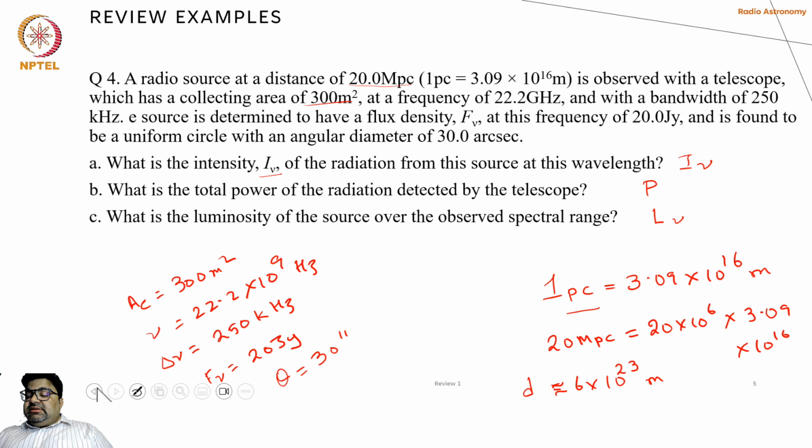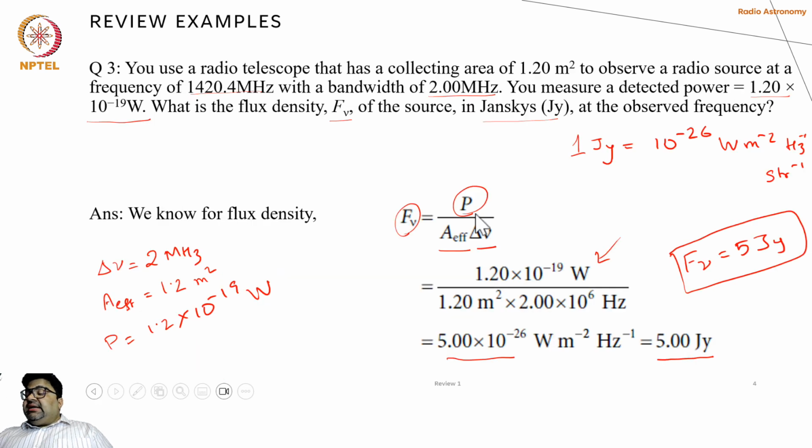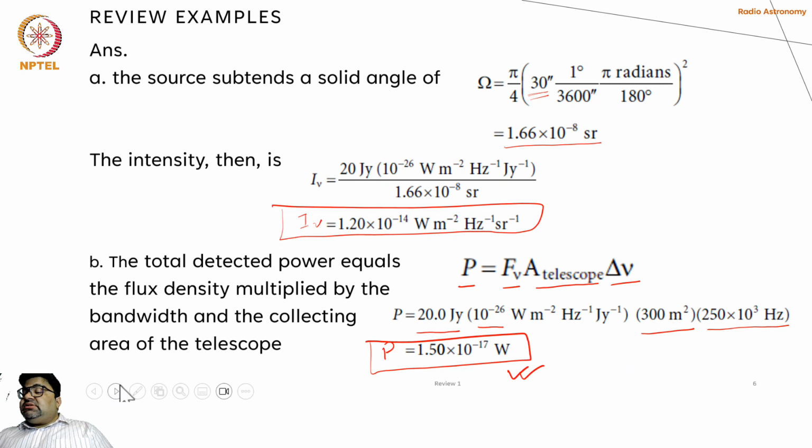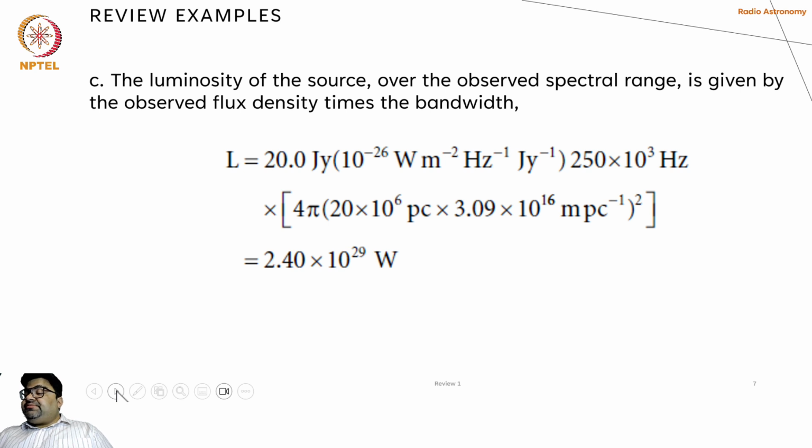So the previous question, when we had the P and the A effective and the bandwidth given, we derived the flux. In this particular case, we have not a compact source, but an extended source, and we have been given the flux density, the angular extent. So we calculate the specific intensity from that, and then from the flux density we also calculated the power. The last one is the luminosity.